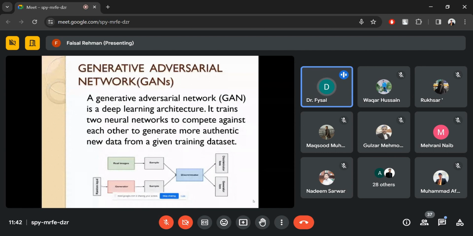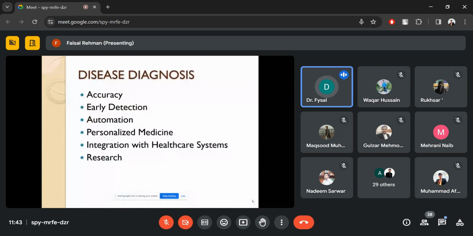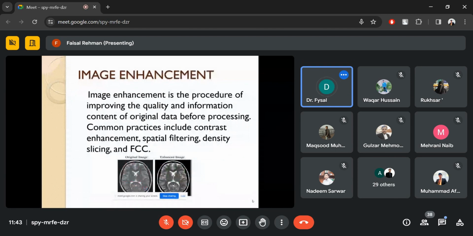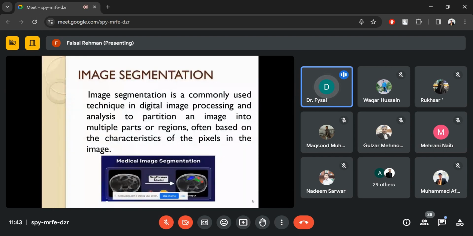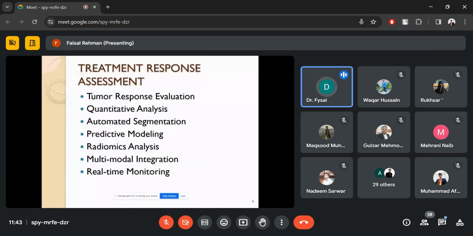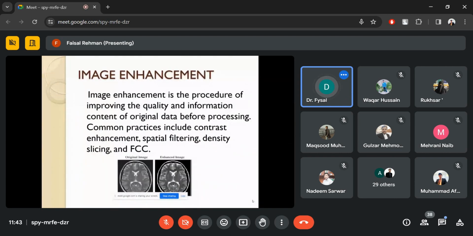It has an ability to generate, and on the basis of this model, various current state-of-the-art applications are developed. So let's move to applications of deep learning in analysis. With the time constraints, I'll move quickly: disease diagnosis, tumor detection and classification, image registration, image enhancement, image segmentation. Very specifically, organ segmentation, surgical planning, treatment response assessment.